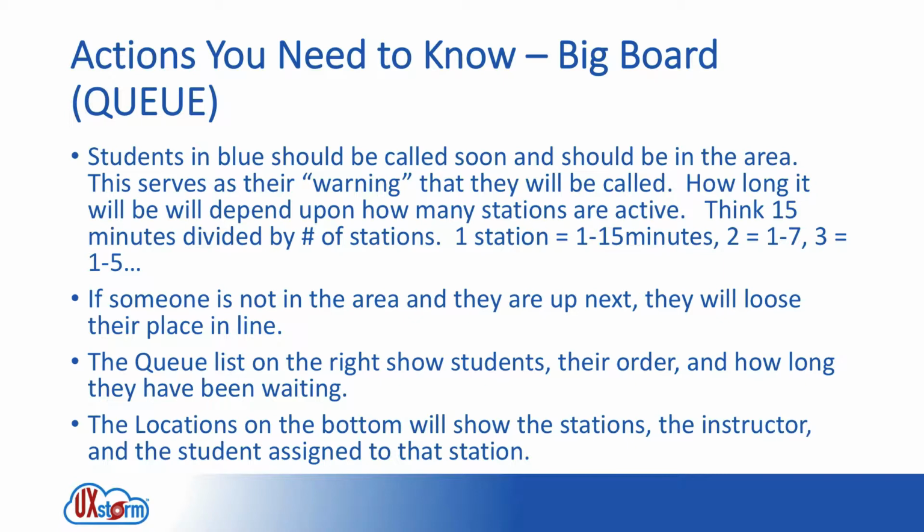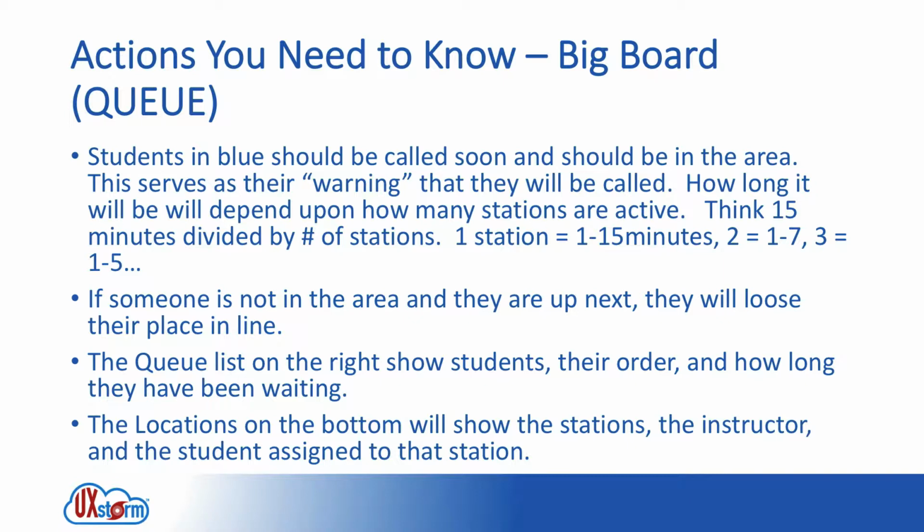So the queue on the right, that list, it shows the other students. So if we have 3 tables active, there's going to be 3 people in blue, and then positions 4 on up will be shown on the right. The right also shows you how long they've been in the line or in the queue. So they can say, hey, I've been waiting for 15 minutes. They can look up on the board and see that.